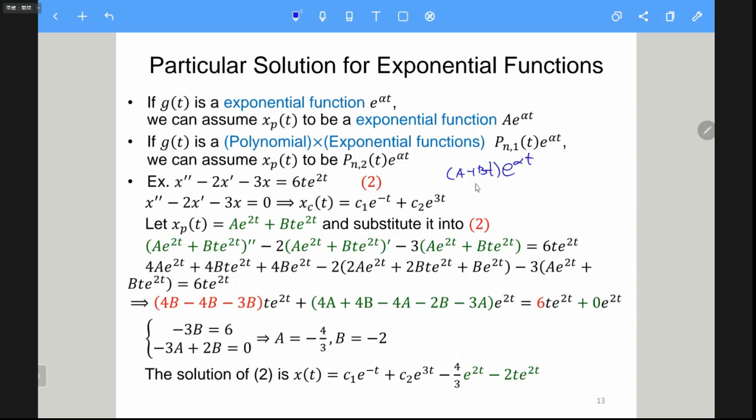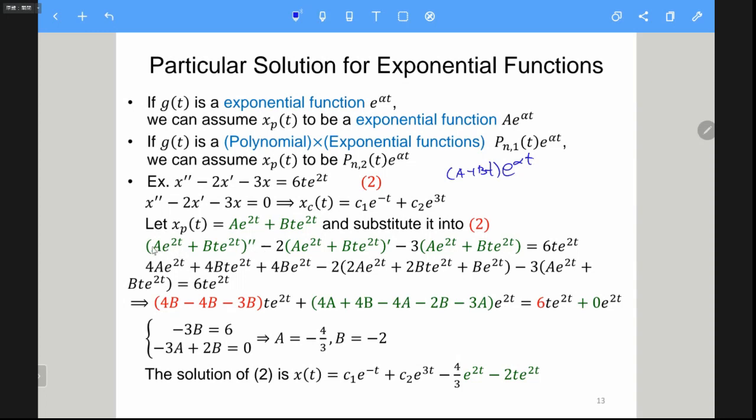So we can just distribute it: a times e to the alpha t. The alpha is 2 here, so we have a times e to the 2t plus bt times e to the 2t. Okay, so then we plug this one into equation 2. So we have this term double prime minus 2 times this term prime minus 3 times this term equals 6t minus e to the 2t. Okay, so this is a bit more complicated, but still not so difficult.